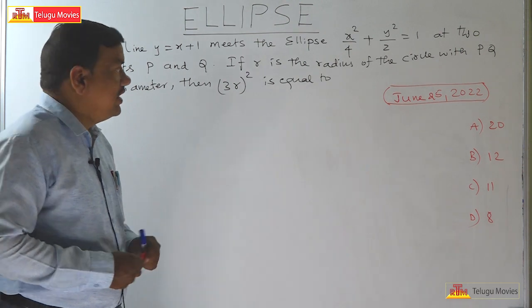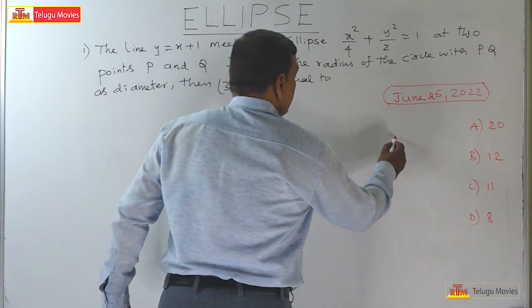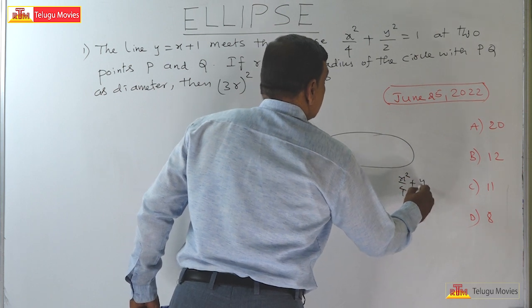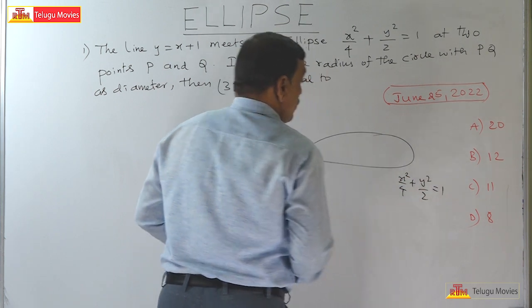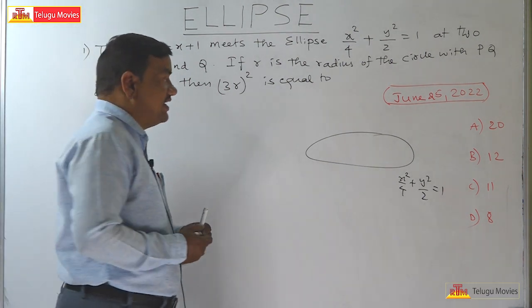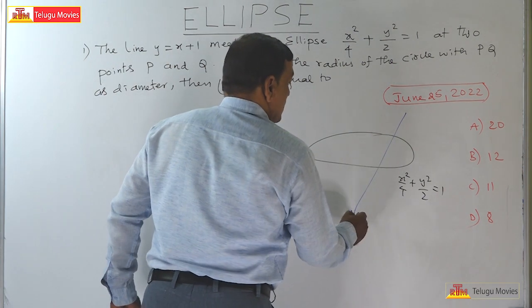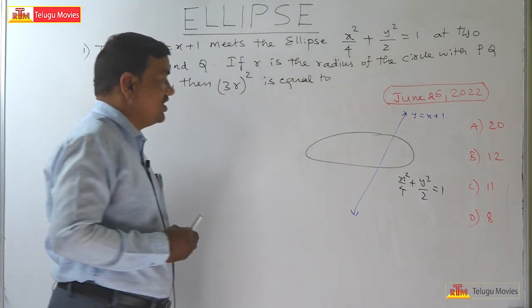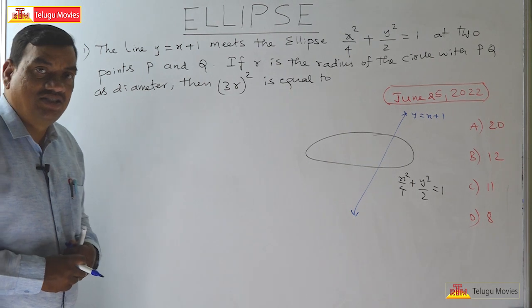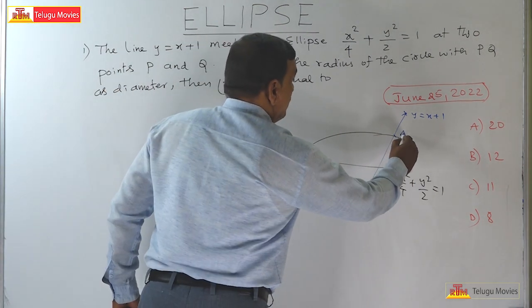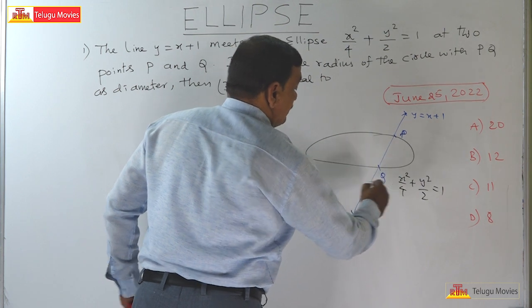Here there is an ellipse. So this is the ellipse x square by 4 plus y square by 2 is equal to 1. Y is equal to x plus 1 is a line. So this is y is equal to x plus 1, a straight line. It intersects the ellipse at 2 points. So they are P and Q.